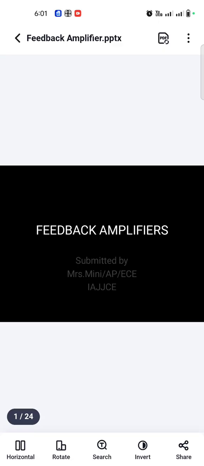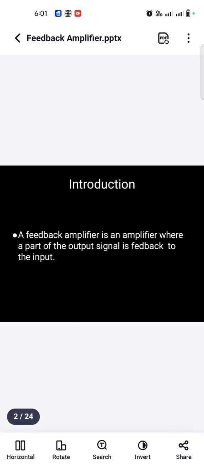Okay, what is a feedback amplifier? First we see the introduction. You all know what is meant by an amplifier, right? What is an amplifier? It strengthens the signal. In amplifiers there must be a source. If the source is weak or strong, we will use these amplifiers. If it is strong, there is no need of amplifiers. If the signal is very weak and we use amplifiers, it will boost the signal. Then only we will get the distortionless output.